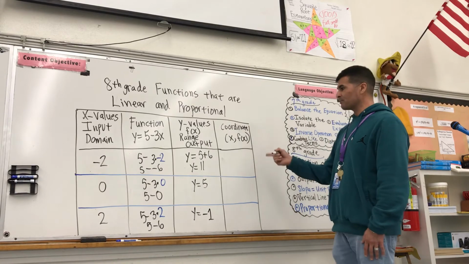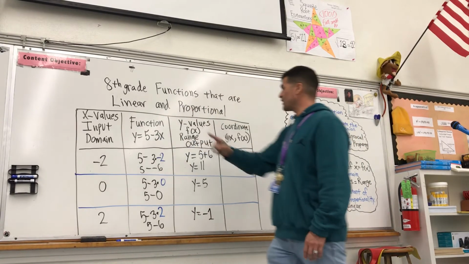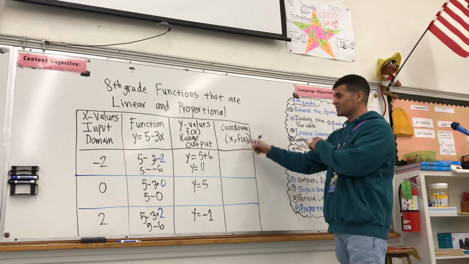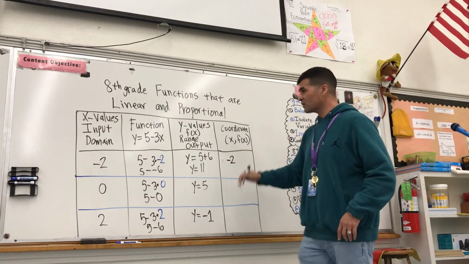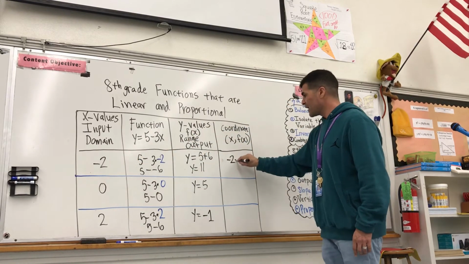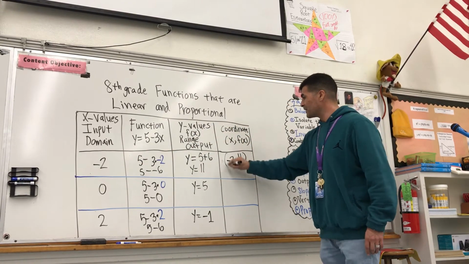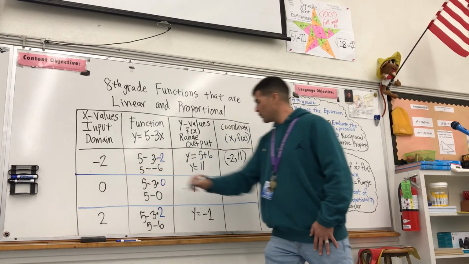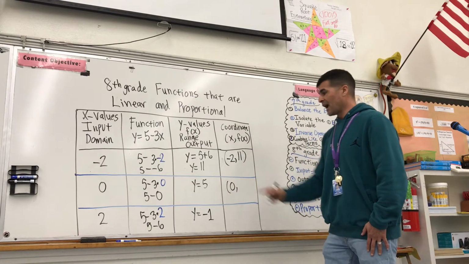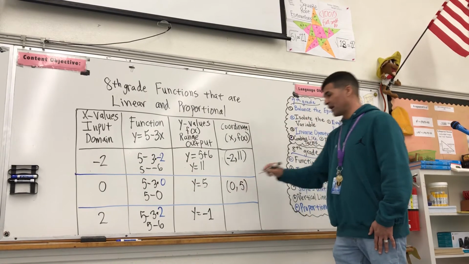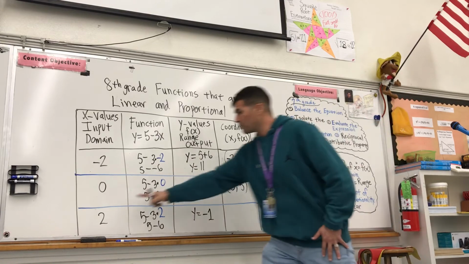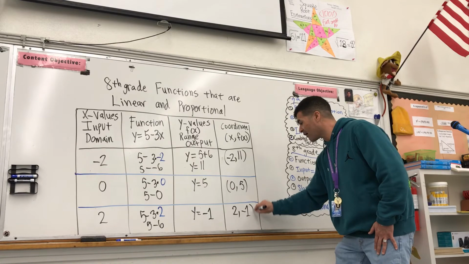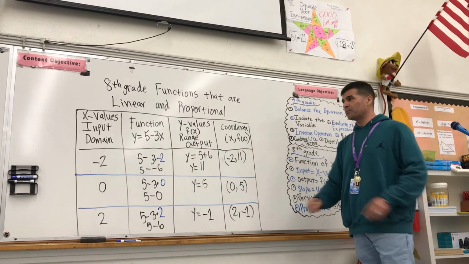Now we can put our coordinates. This input value is x, and this output value is our function of x. So we're going to put -2, because that was our input domain, and comma 11, because that was our output value. This one here is 0 for the input value, and we're going to put 5 for the output value. And for our last point, we're going to put 2 for the input value and -1 for the output value. These are our 3 points.